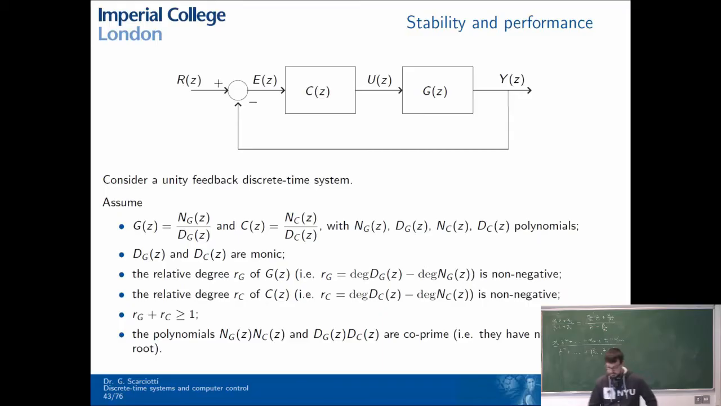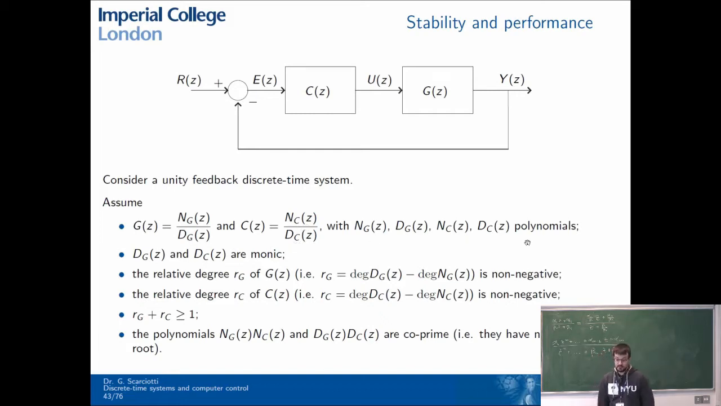So if we look at the slide, we start with this simple feedback interconnection. In this interconnection, we have a controller, C of Z, we have a plant, G of Z, on the direct loop. And then we close the loop and we want to assess the closed loop stability of the overall system. In this lecture, we are going to make some assumptions, and this is mostly to simplify the exposition. So what we assume is that both G of Z and C of Z can be written as a fraction of two polynomials. So we have the numerator of G and the denominator of G, numerator of C and denominator of C. So these are polynomials.